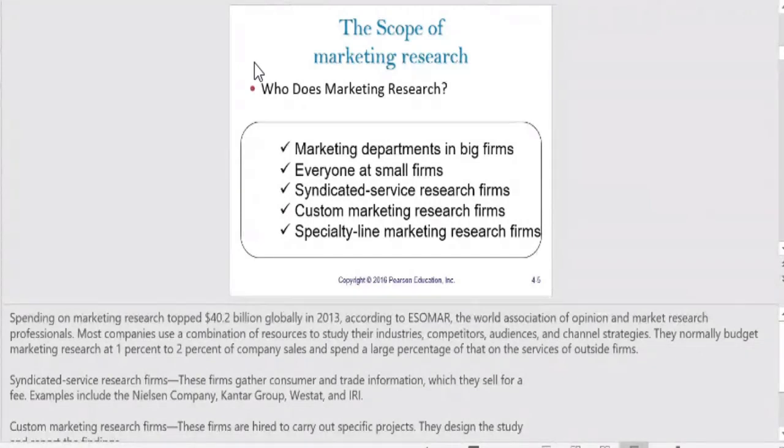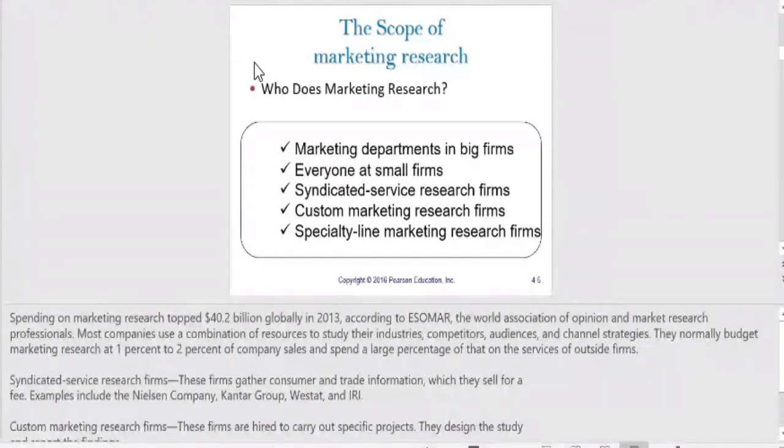Now, there are certain syndicate services also, which provide their services. For example, you must have heard about ORG Marg or Nielsen Company or the Kantar Group or the Westat or the IRI. These are syndicate firms which provide these services for a cost. So if you have an interest in marketing and marketing research, you can apply to these types of firms for your career options as well, which carry out these different types of research services for marketing organizations.